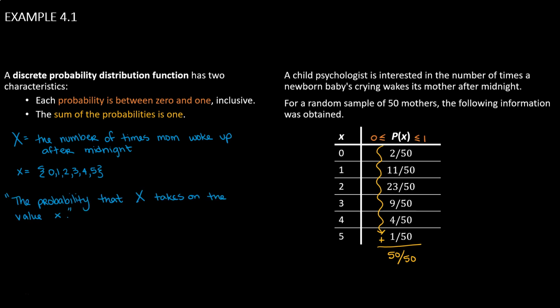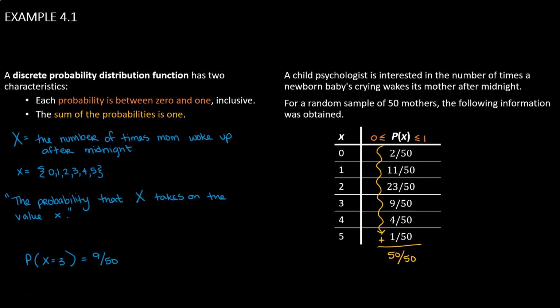We have a notation for probability here that says the probability that X takes on the value little x. Basically, if we wanted to say what's the probability that a mom in this survey wakes up 3 times a night, we would use the notation capital P, parentheses, capital X equals the number 3, and then we would find the probability corresponding to that variable value. So in this case, it's 9 out of 50.